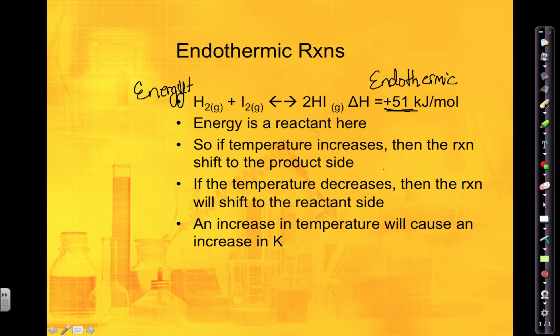Now, when you have a change in temperature, it actually increases or decreases K. So an increase in temperature will actually increase K.